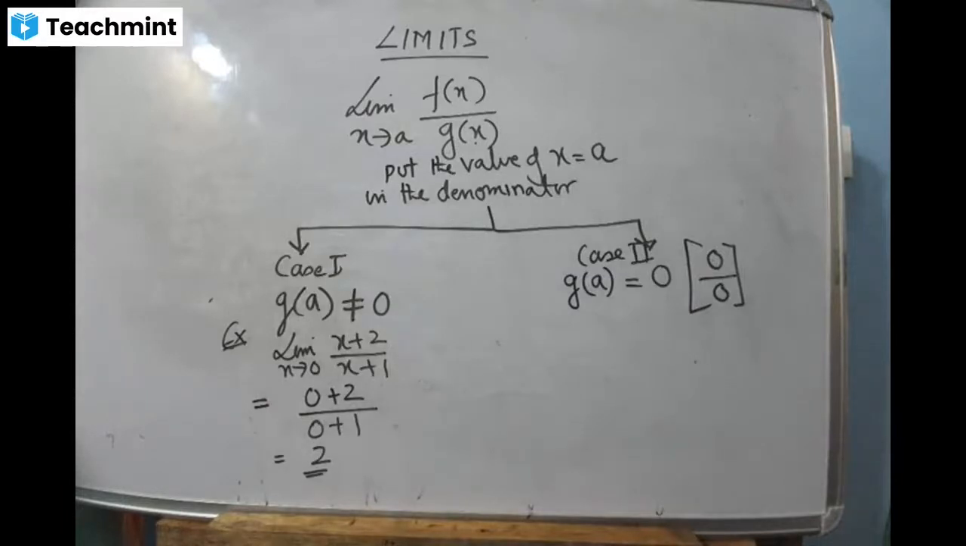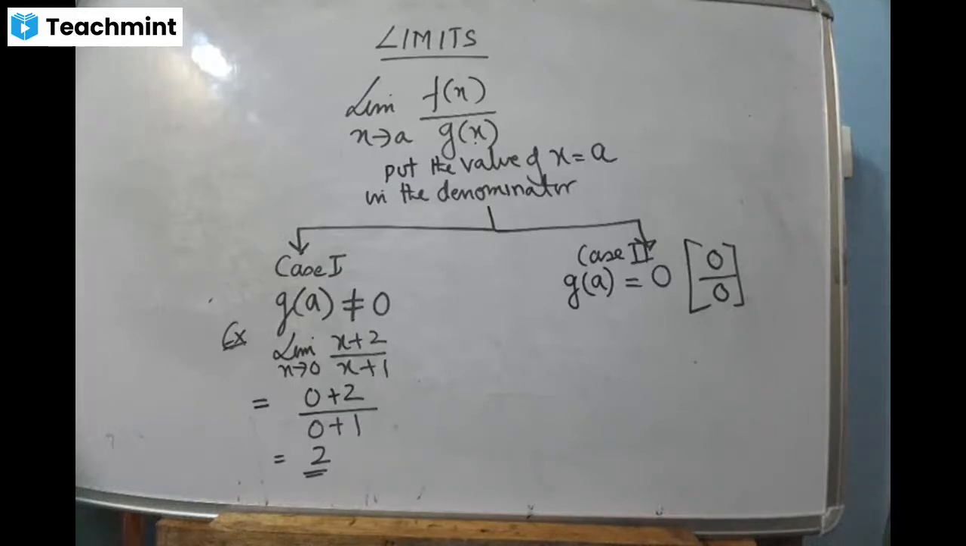For example, 5 divided by 0 is infinity. 0 divided by 5 is 0. That means you can calculate. 5 divided by 0 is infinity, you can calculate, okay? But 0 by 0 is an indeterminate form. That means we cannot solve this.